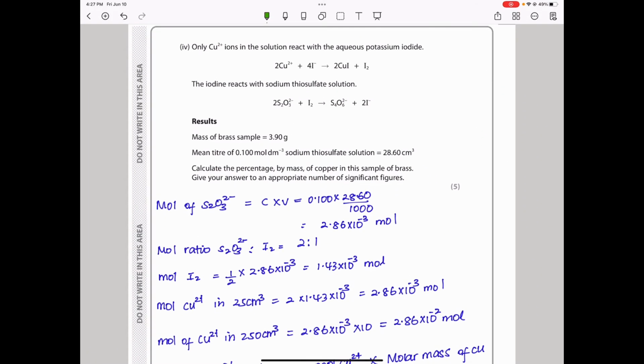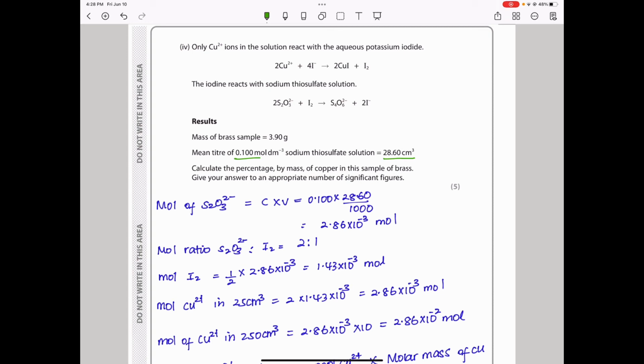Next part says, only copper(II) ions in the solution react with the aqueous potassium iodide. The iodine reacts with sodium thiosulfate, so they give us that. The results are, the mass of the brass sample is 3.9 grams. The mean titre is that, and then they give us the volume. They're asking us to calculate the percentage by mass of copper in the sample of brass. Give your answer to an appropriate number of significant figures.